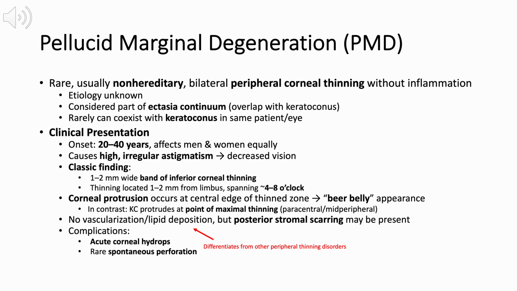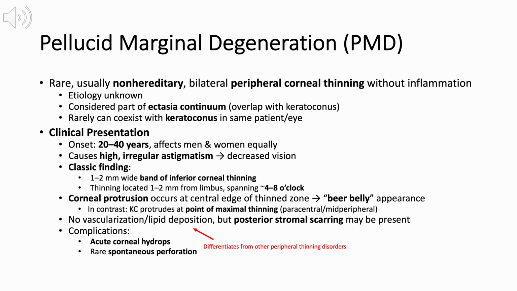Patients typically develop high, irregular astigmatism, which results in progressively decreased vision. The hallmark finding is a 1 to 2 millimeter wide band of inferior corneal thinning, located about 1 to 2 millimeters from the limbus, spanning roughly from the 4 o'clock to 8 o'clock position. An important distinction from keratoconus is the location of corneal protrusion. In PMD, the cornea protrudes just above the thinned zone, creating the so-called beer belly appearance. In contrast, keratoconus protrusion occurs at the actual point of maximal thinning, usually in the paracentral or mid-peripheral cornea.